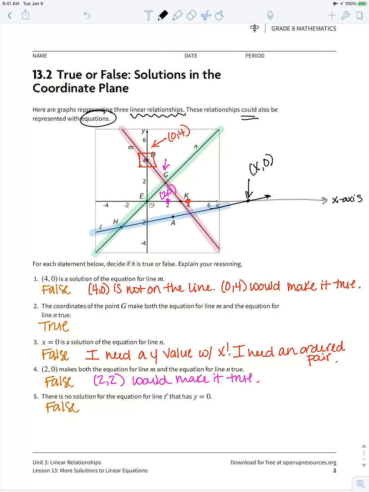Remember, lines are infinite in both directions, right? So this line will keep going on and on and on. So it will eventually hit that x-axis. Okay, so that one we would just say is false. It will eventually.